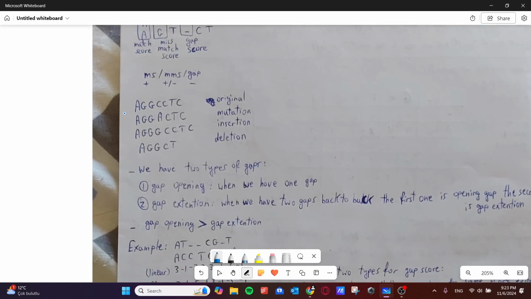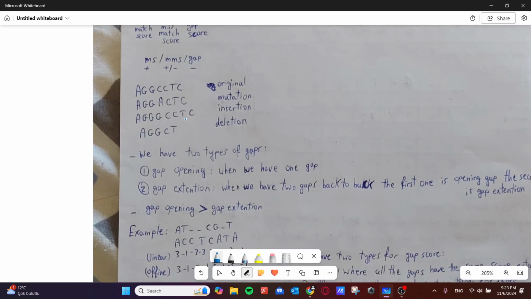So here, let's say this is the original string, okay? When we change a character from the original string to be another character, this is called mutation. When we add a character to the string, this is called insertion. In this case, you can see here's like an additional G. And when we delete something from the original string, this is called deletion.